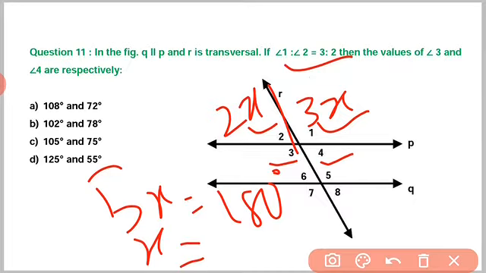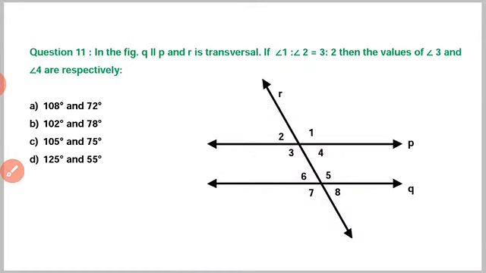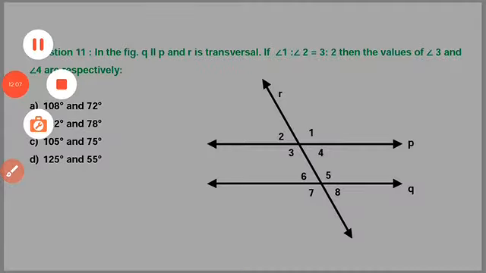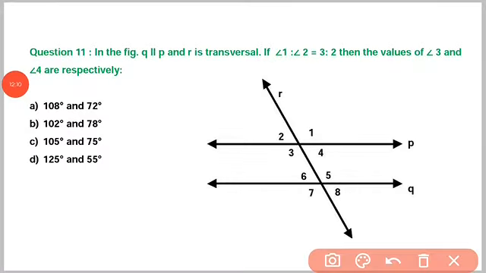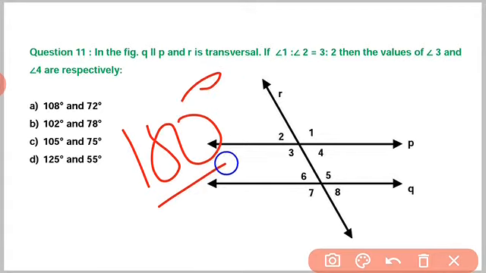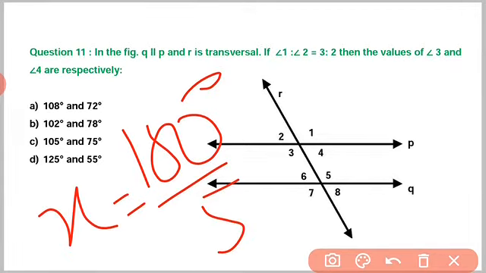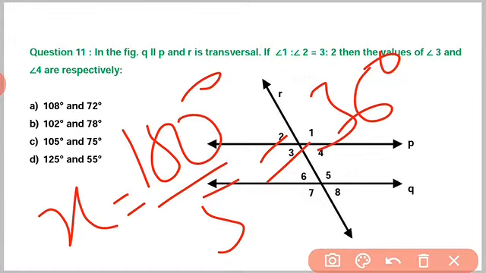So what will be the value of x? It will be equal to 180 degree divided by 5. So x is equal to 36 degrees.